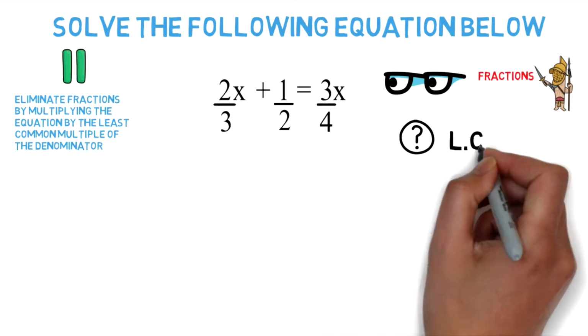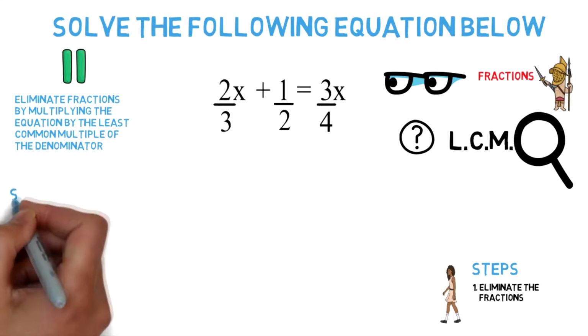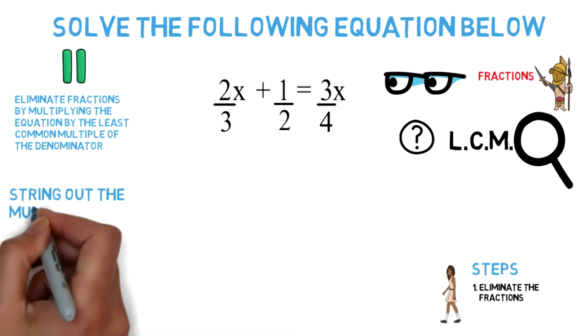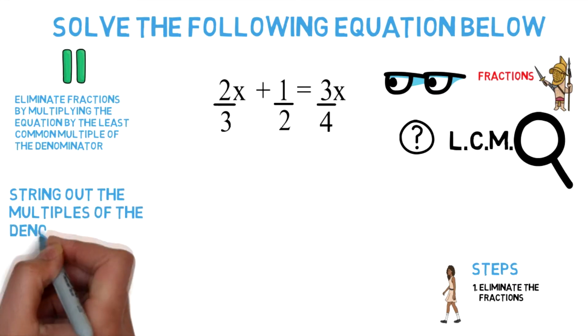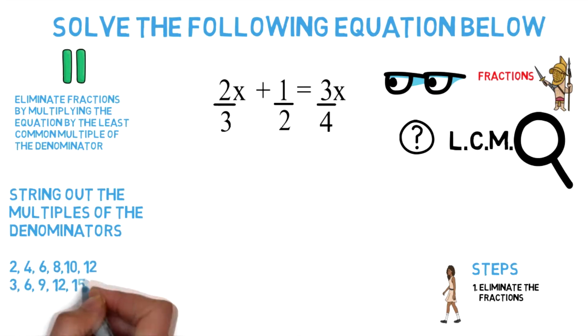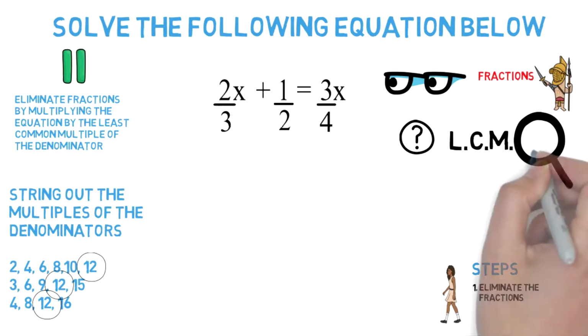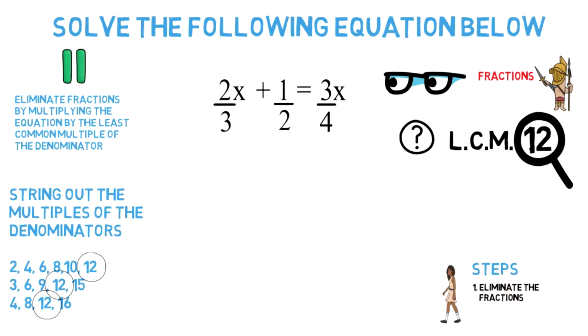Which brings us to our question: what is the least common multiple of the denominators? Let's quickly investigate that. You can string out multiples of the denominators, starting with 2, which gives you 2, 4, 6, 8, 10, 12. 3 is 3, 6, 9, 12, 15. 4, you get 4, 8, 12, 16. You'll notice that the common multiple is going to be 12, as it comes up in all three strings. So our least common multiple will be 12.